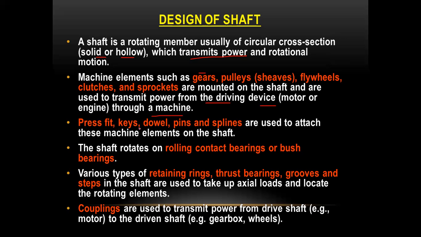Press fit, keys, dowels, pins, and splines are used to attach these machine elements on the shaft. The shaft rotates on rolling contact bearings or bush bearings. So how does the shaft rotate? These are rotated by rolling contact bearings or the bush bearings. The various types of rings are retaining rings, thrust bearings, grooves, and steps. The couplings are used to transfer the power from one driven shaft to the driven shaft.